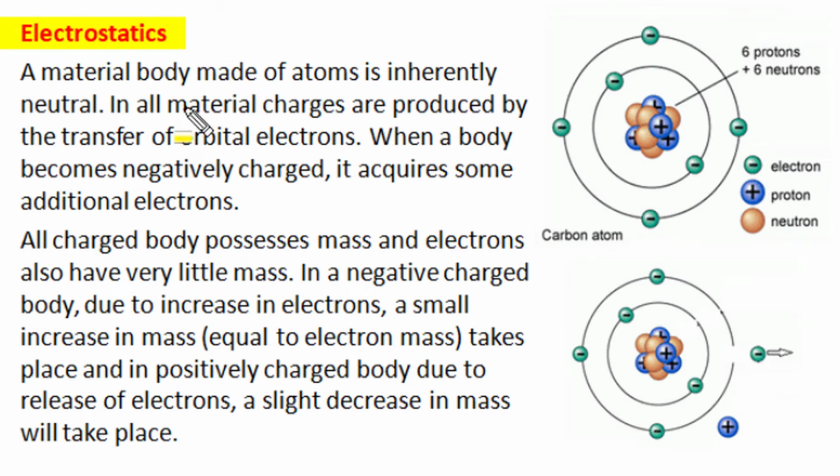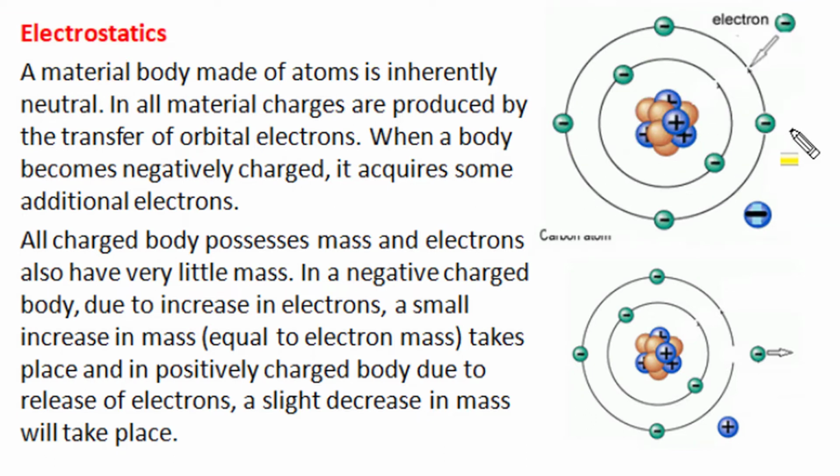Let's explain how charge on a material body comes into the picture. All material bodies are made of atoms, and an atom has a nucleus having protons and neutrons, and orbital electrons. The number and charge of protons in the nucleus and the number and charge of orbital electrons are equal and opposite in nature. So inherently an atom as well as a material body is charge-wise neutral, and in all material bodies charges are produced by transfer of orbital electrons. When a body acquires additional electrons, it becomes negatively charged, and when an atom or body loses orbital electrons, it becomes a positively charged body.